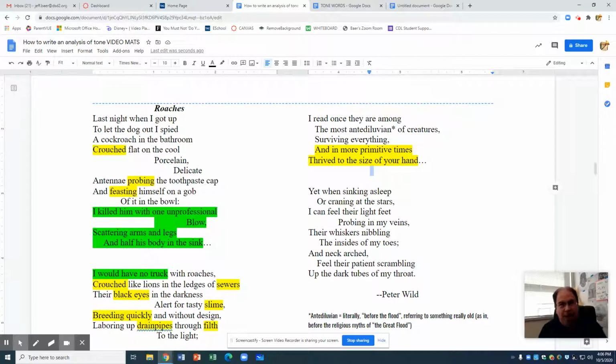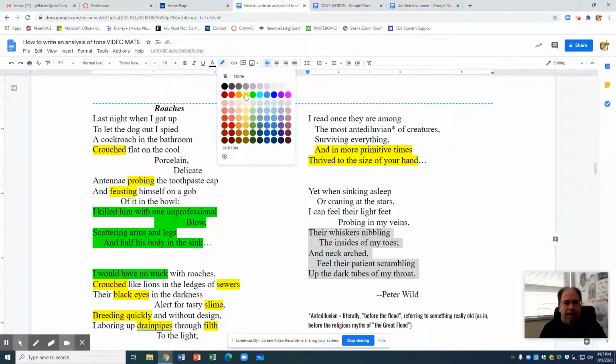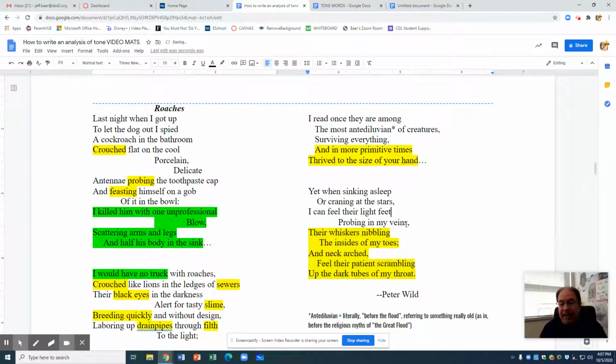So that's a pretty big bug. I've seen a couple of beetles that were pretty big like that, but I've never seen a roach that big. So it's meant to kind of gross us out. Then the last few lines of the entire poem are just pure gross out nightmare fuel, right? All of these things right here, their whiskers nibbling the insides of my toes, not his toes, the insides of his toes. They are now inside his body.